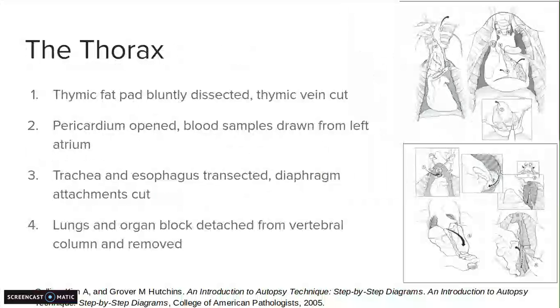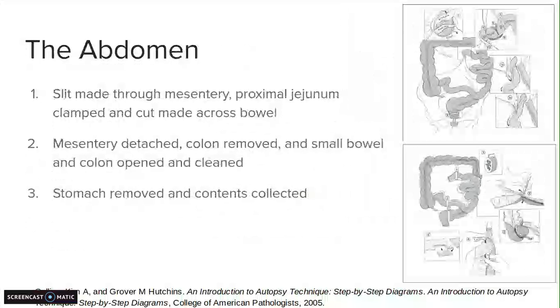Next, the entire block is then detached from any remaining connections to the vertebral column and removed. Moving on to the abdomen. A slit is made through the mesentery, and the proximal jejunum is clamped before a cut is made across the bowel. The mesentery can then be detached, the colon removed, and the small bowel and colon opened and cleaned. The stomach is then removed and its contents are collected.